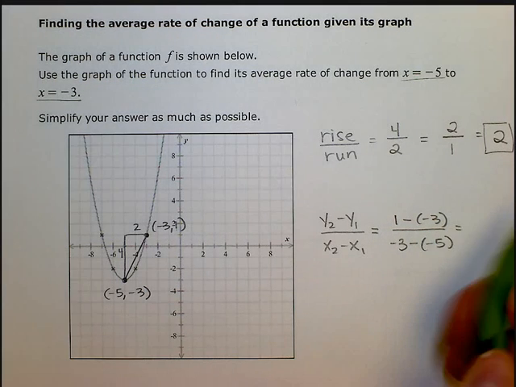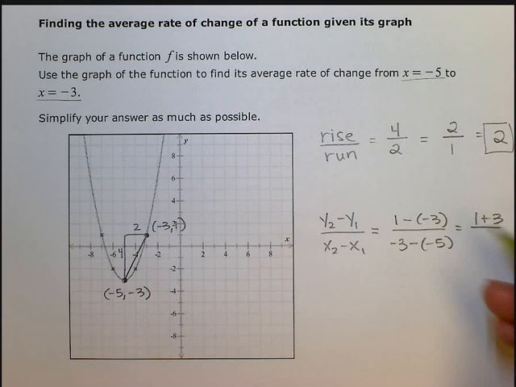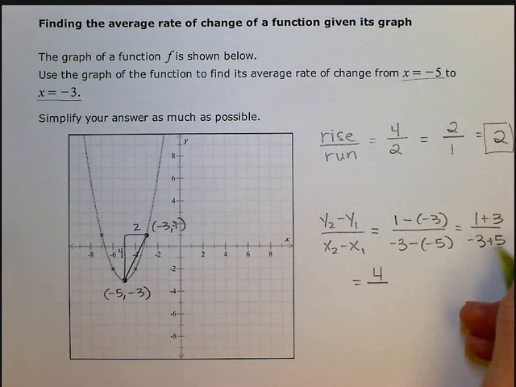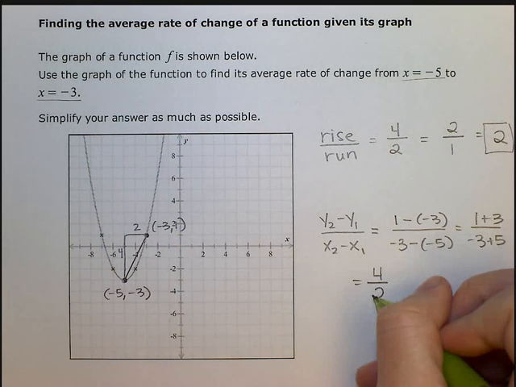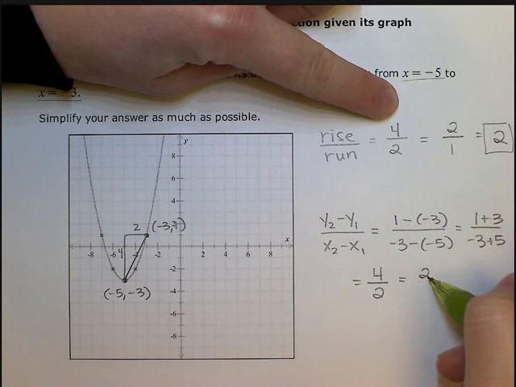When I subtract a negative, that really becomes plus. Same thing here, I have -3 plus 5. So that becomes 1 plus 3 is 4, and -3 plus 5 is 2. So already I can see that I'm on the same track here. So I simplify, and it becomes 2 over 1, or 2.